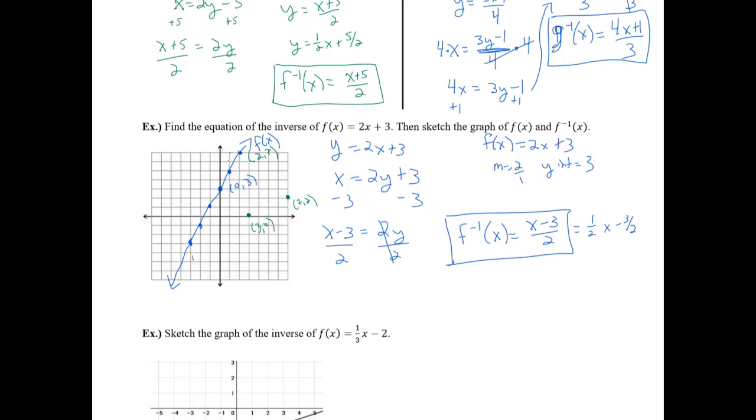This point down here is negative 3, negative 3. So that would be the same point when I flip x and y. And we can do this for all of the points. So negative 1, 1 becomes 1, negative 1. And I'm just going to go ahead and connect the dots. I have enough points here to make a line.